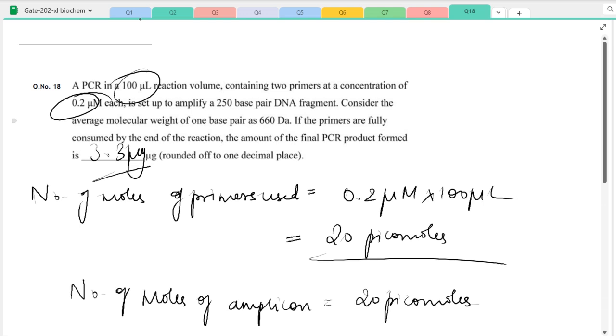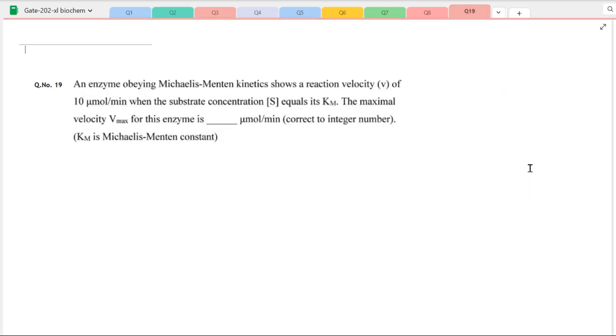This is a pretty tricky question, but if you understand that the complete primers are used, you will be able to know that this is the amount of DNA product, the amplicons, that is going to be formed. Anyways, moving on to the next question.